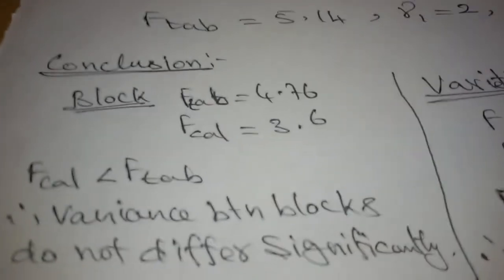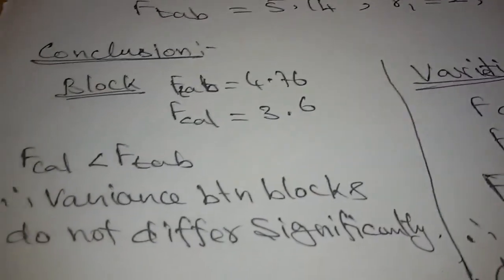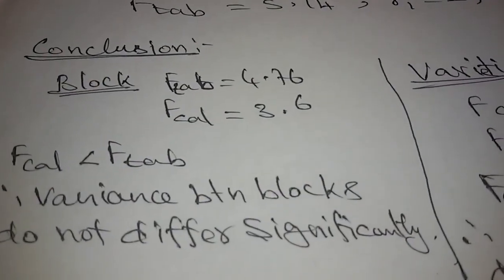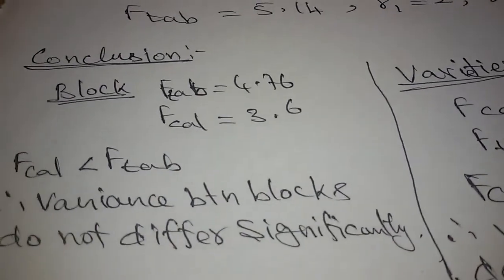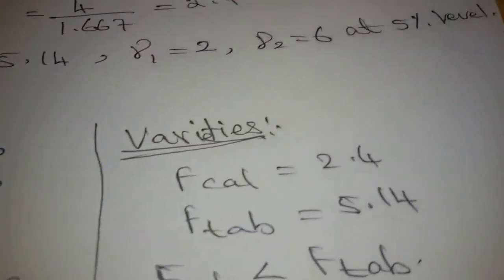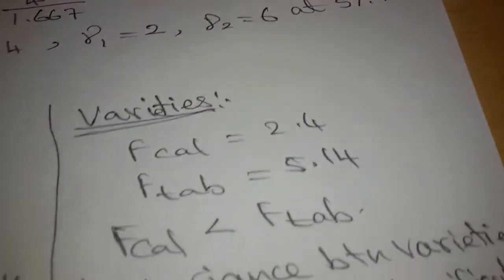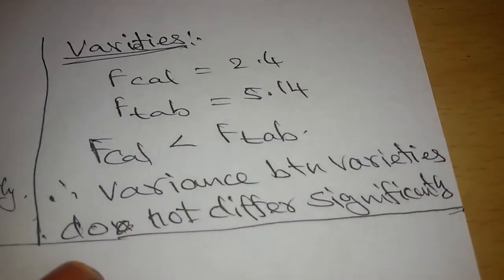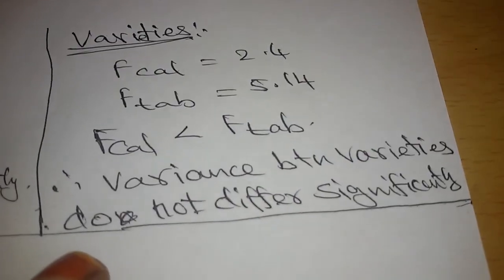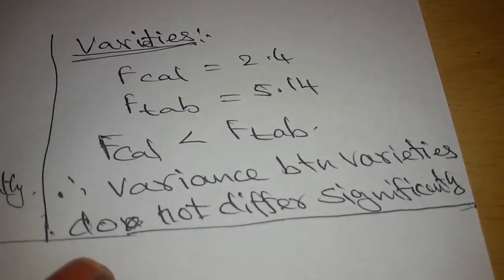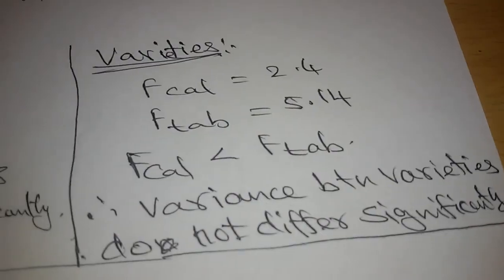Now the conclusion: you just compare the calculated and the tabulated values. Since the calculated value is less than the tabulated value, variance between blocks does not differ significantly. Similarly, for the varieties, the calculated value is less than the tabulated value, therefore variance between varieties does not differ significantly. Okay, so this is the method regarding randomized block.